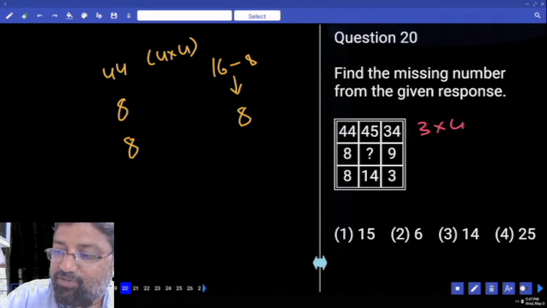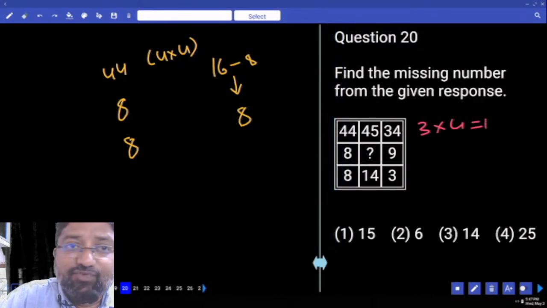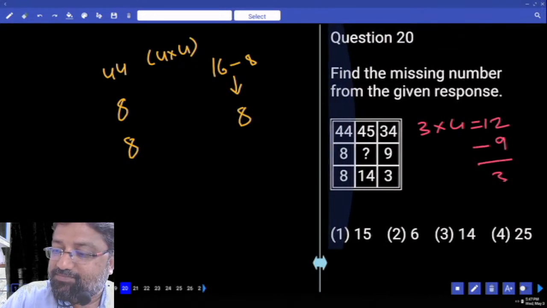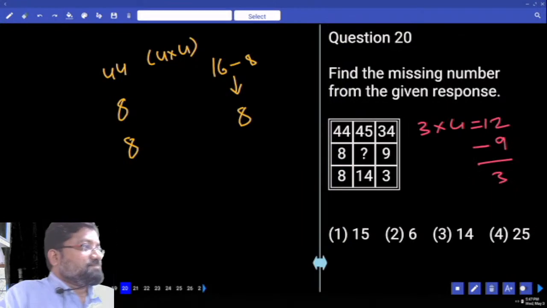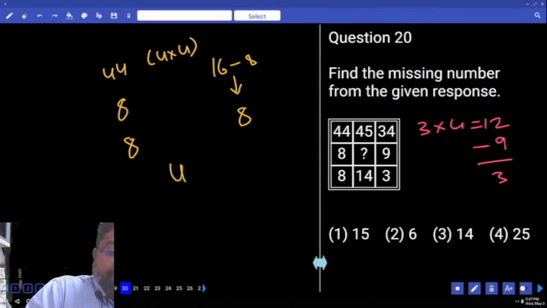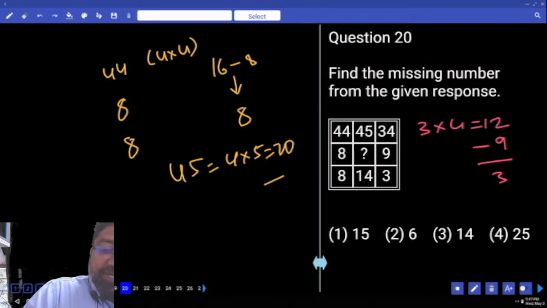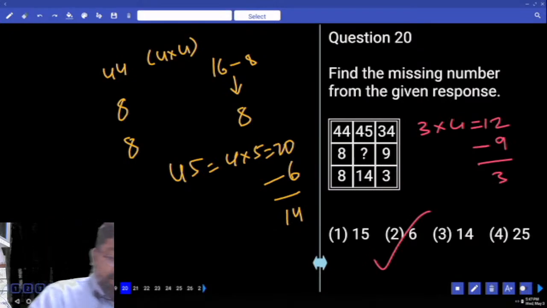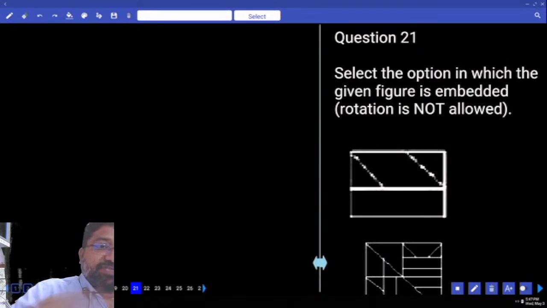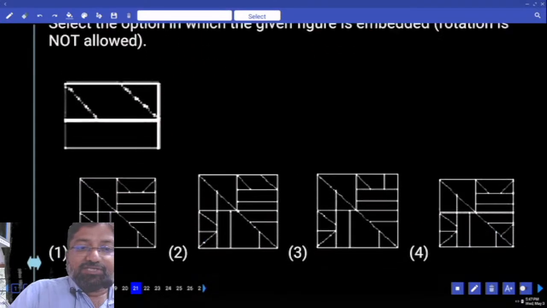3 into 4. 4 into 5, 20. 20 minus 6, 14. Which option is my answer? Second option. Not easy. Digit operations are always tough. They are not easy. Let's go.